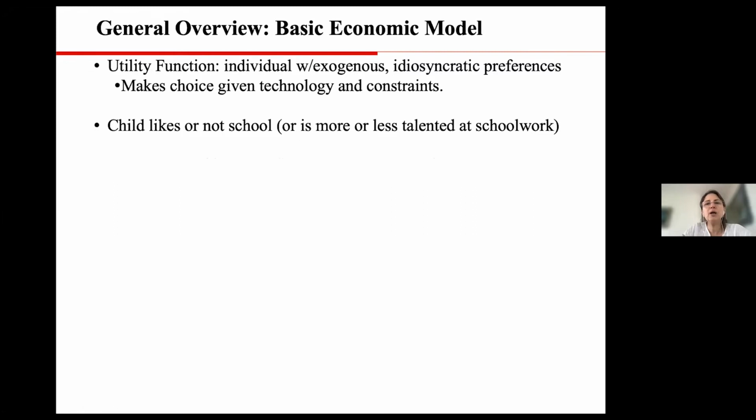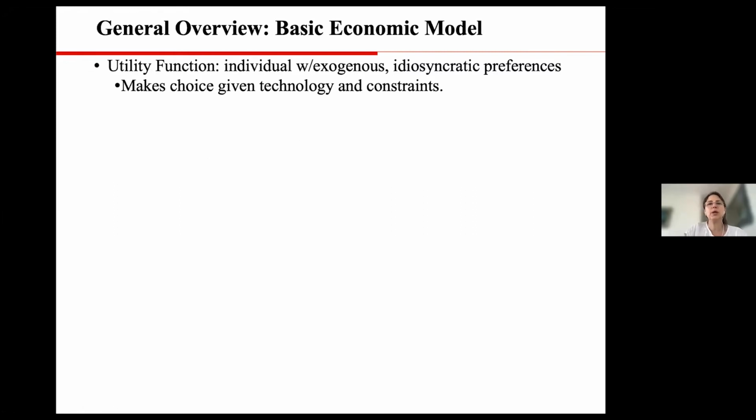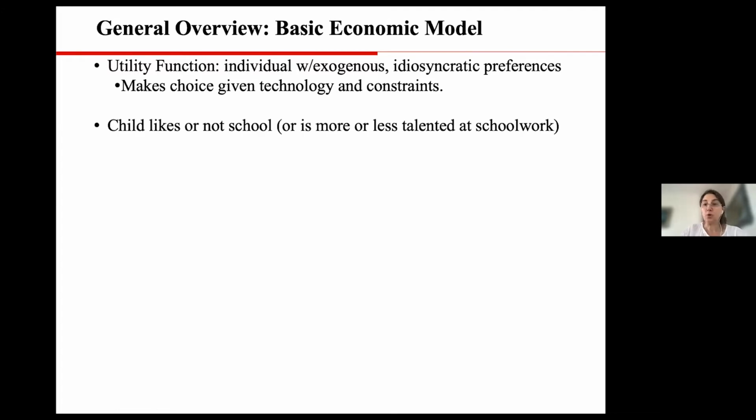Okay, so now let's do schooling. Let's do the standard model. So the basic economic model: there's an individual with exogenous idiosyncratic preferences, and they're going to make choices given the technology and constraints. So what would this look like? There's a child. The child likes or doesn't like school or studying, right? Or maybe is more or less talented at schoolwork. So they find schoolwork more or less difficult.